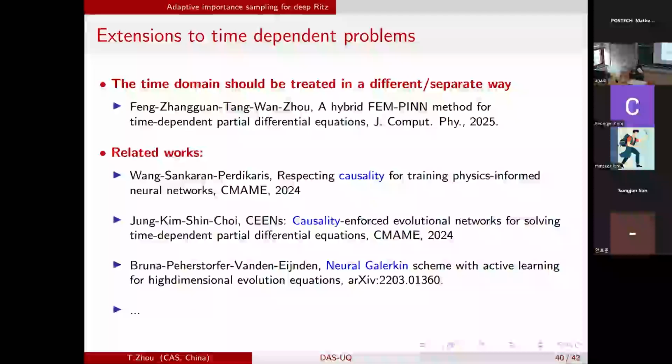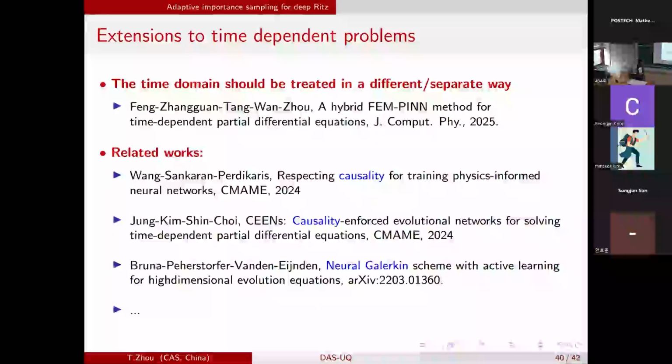We have some new results for this, and we will combine finite element in the time domain with PINNs in the physical domain, and join these two methods together with adaptivity. This is a little bit complicated actually. It's our new direction for time-dependent problems.